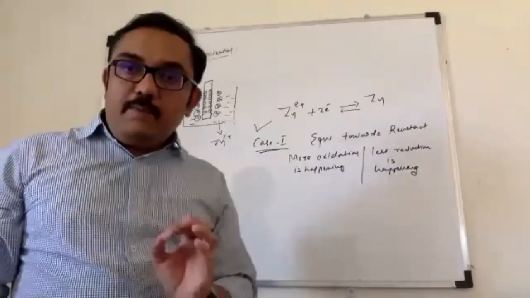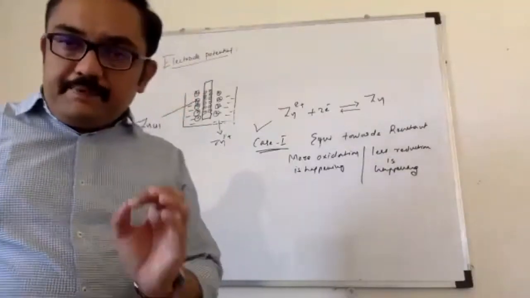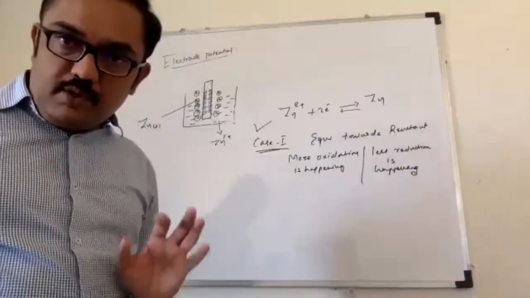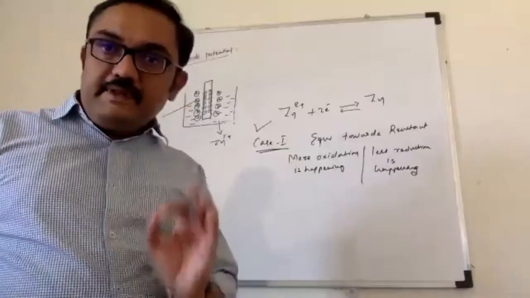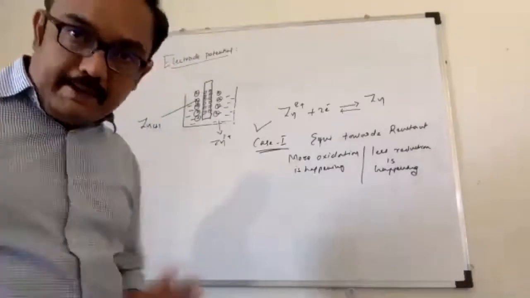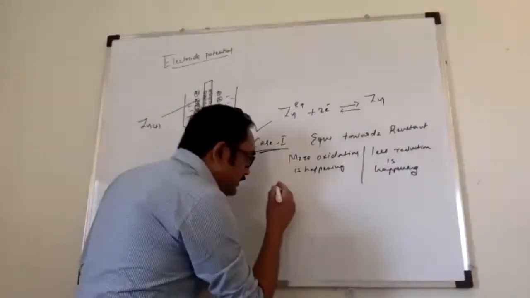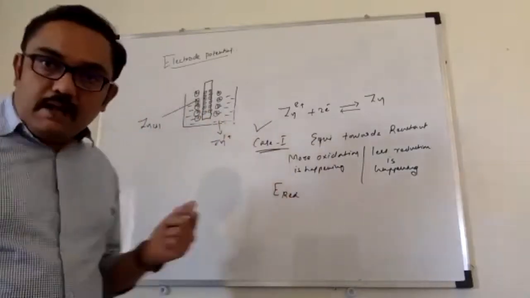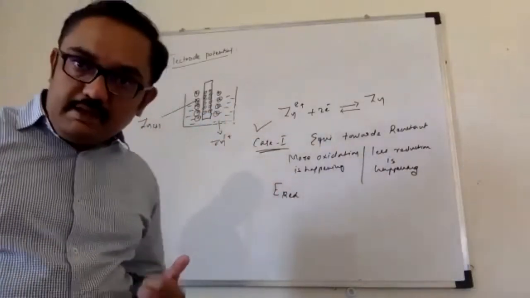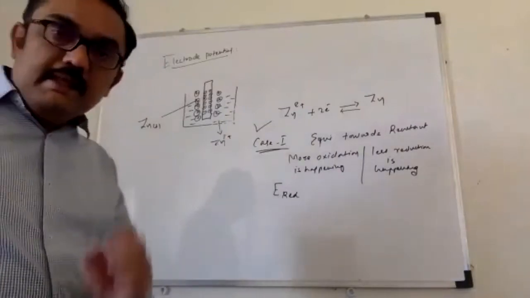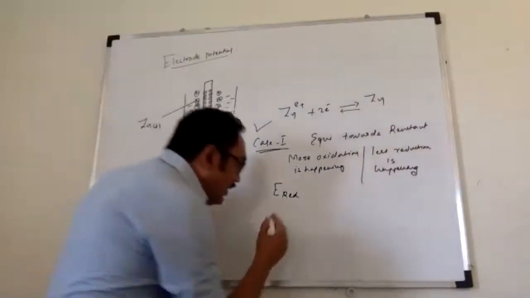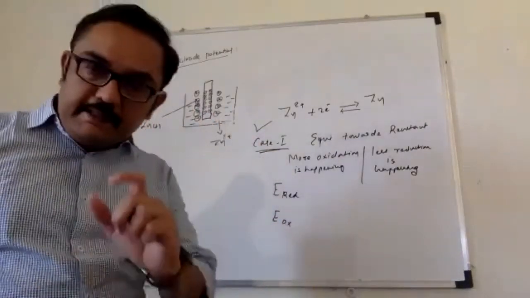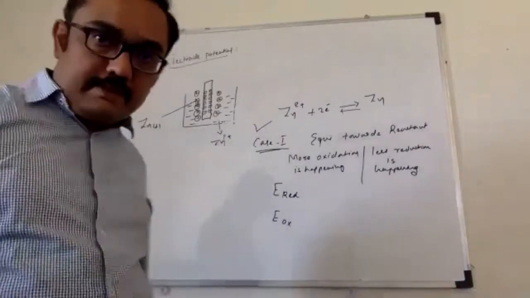So these electrode potentials can be represented in two ways. Make it very clear. One way is reduction potential, and the other way is oxidation potential. By these two ways, you can represent this electrode potential.